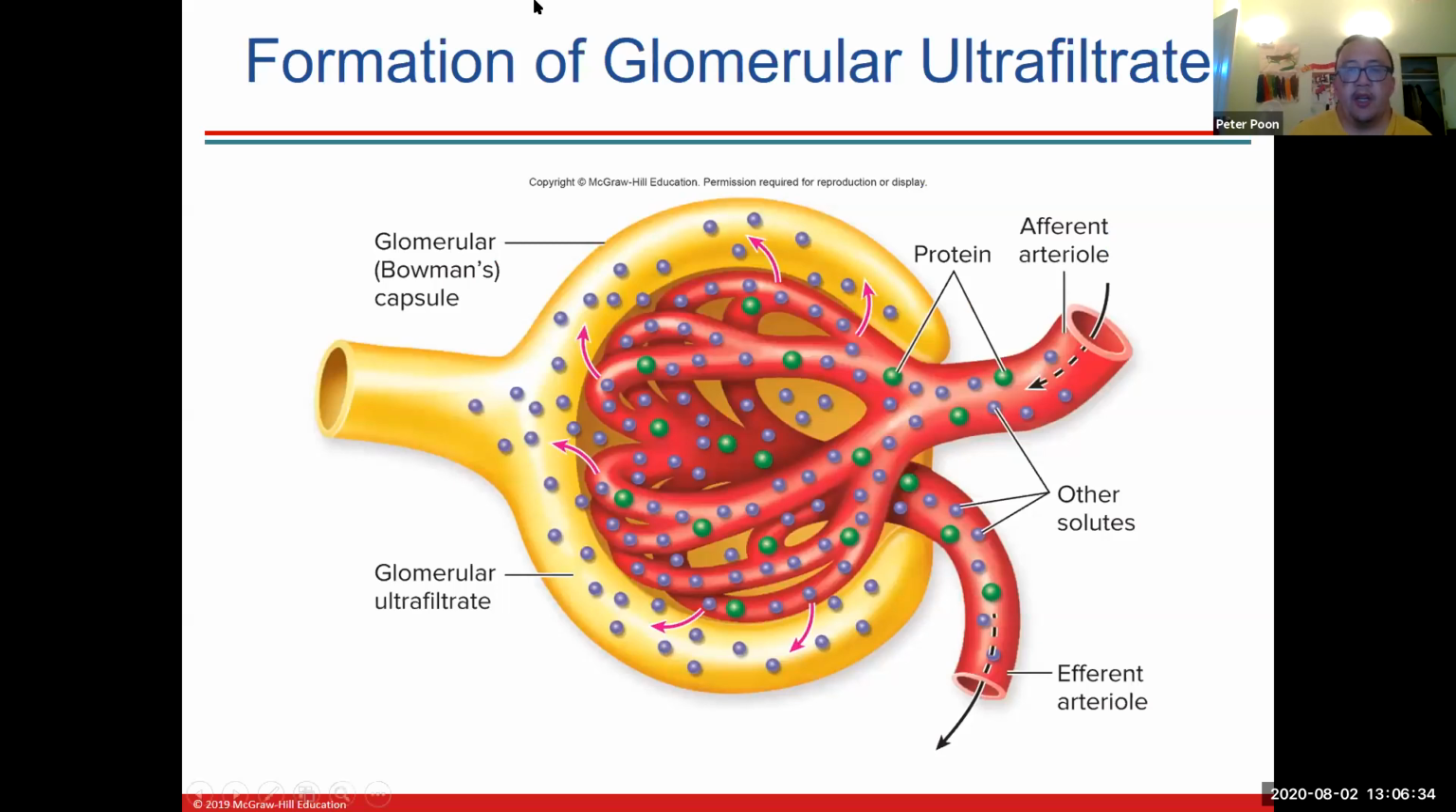Okay, so here is the afferent arteriole, efferent arteriole. The afferent is bigger than the efferent. That puts pressure on these guys to leak out. So what you see are things that are bigger, the green blobs, do not leak out. The things that are smaller, the blue blobs, do leak out. And then they go into the glomerular capsule or Bowman's capsule.